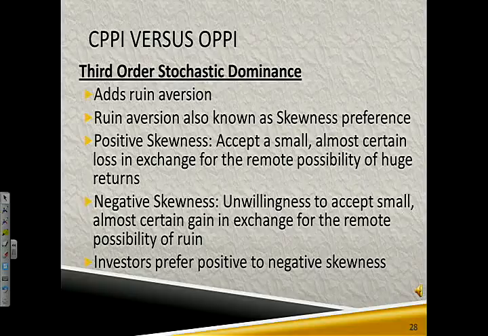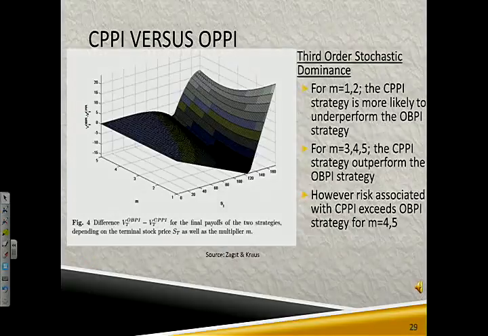Now let's look at the third order stochastic dominance, which also brings in ruin aversion. Now ruin aversion is also known as skewness. Positive skewness accepts a small, almost certain loss in exchange for the remote possibility of a huge return. Oppositely, negative skewness shows an unwillingness to accept a small, almost certain gain in exchange for a remote possibility of ruin. Now most investors would prefer positive over negative skewness.